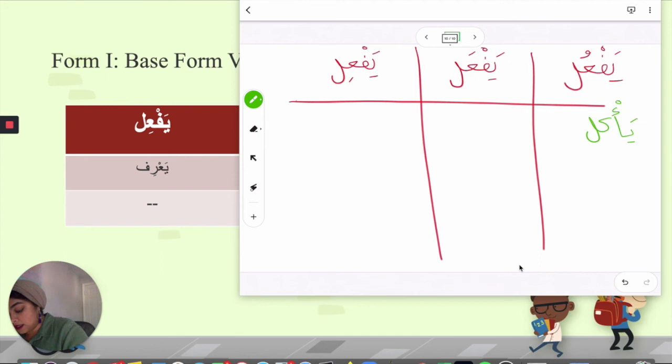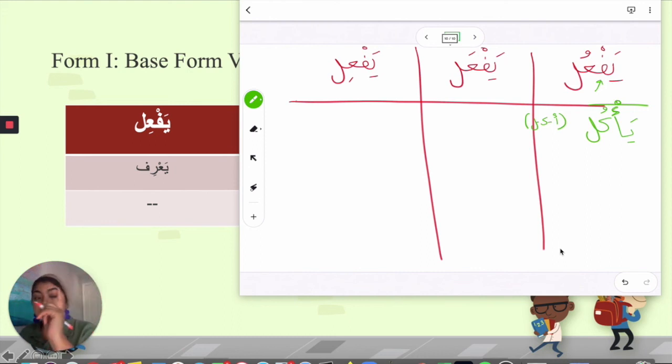First letter is the letter ya here. Then you have your first root letter, which has a sukoon, just like here. Kaf has a dhamma, followed by the last letter. Which means the root of this word is akala, which means to eat. So ya'kul, yadrus. Those are both words that follow this pattern.